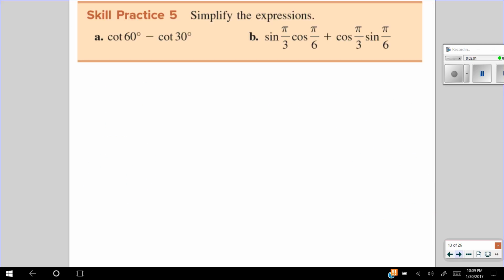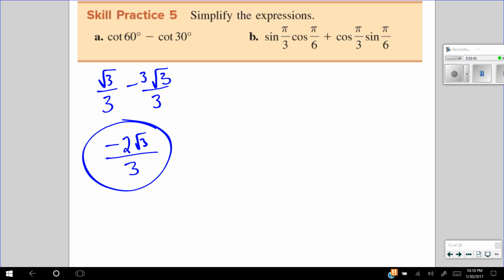Alright, let's try example 5, skill practice. So, cotangent of 60, if I look at my table, the cotangent of 60 is square root of 3 over 3, minus the cotangent of 30, and the cotangent of 30 is the square root of 3. So again, I need common denominators, so I'm going to multiply the second by 3 over 3, which is a special case of 1, right? So 1 square root of 3 minus 3 square root of 3 is going to be negative 2 square root of 3 all over 3. Okay?